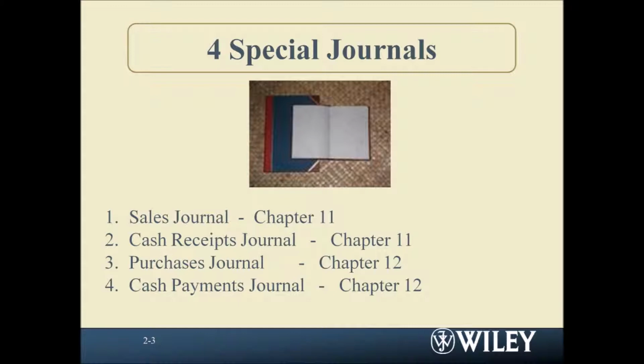Previous chapters have covered the general journal and journalizing transactions. We now introduce special journals that are used to record certain types of transactions. We use 4 special journals. We're covering the sales journal and cash receipts journal in this chapter, and chapter 12 covers the purchases and cash disbursement journal.